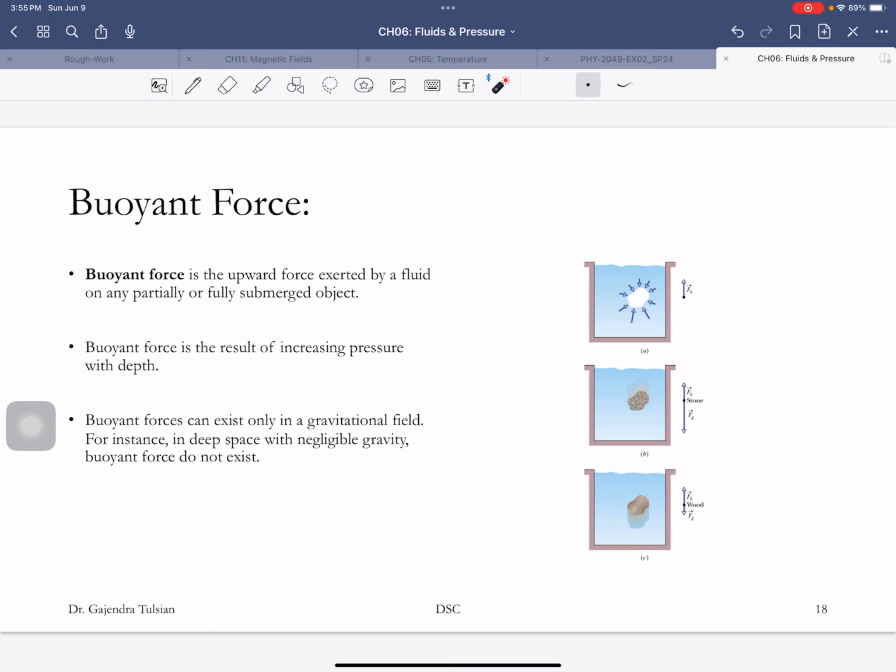So if you have a piece of wood, the buoyant force is greater than the weight of the wood, and so the wood will rise up. And if you have a stone, the weight of the stone is greater than the buoyant force, and so the stone sinks. And if the buoyant force is exactly equal to the weight of the object, and that'll happen when the density of the object is equal to the density of the fluid, it can remain suspended in the fluid. Buoyant force is the result of increasing pressure with depth.